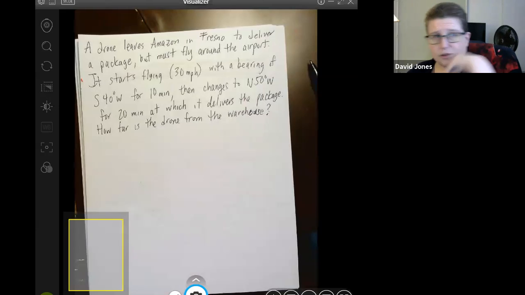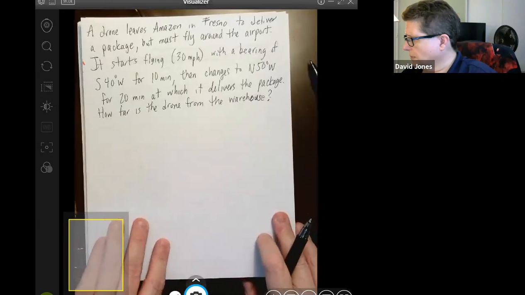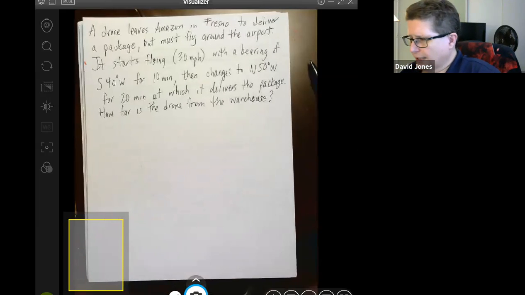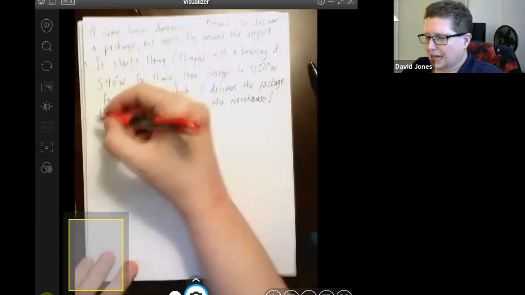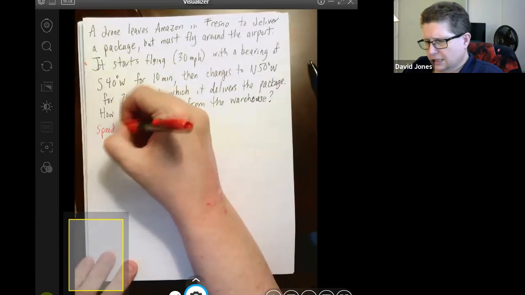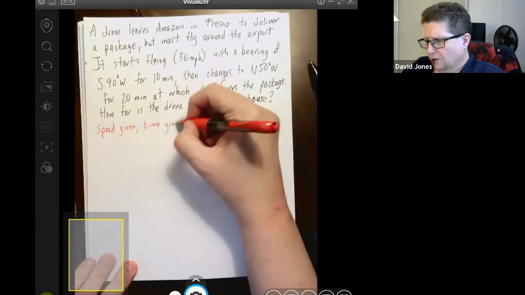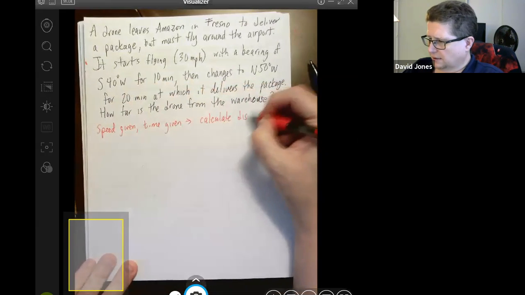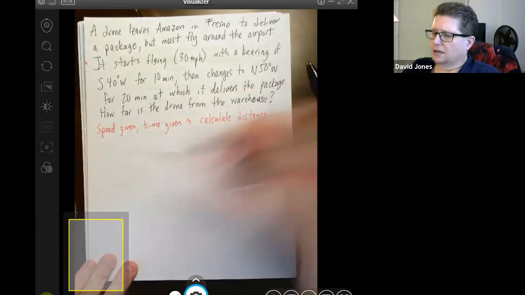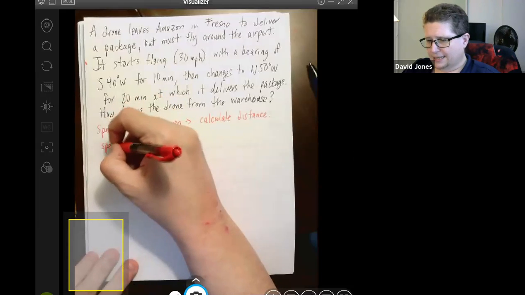Okay, so that's our problem. So we've got a couple things. Maybe we should figure out how long each of those legs are. First off, we've got a speed, we've got a time. Speed given, time given. We can calculate distance. So, for example, speed is distance over time.